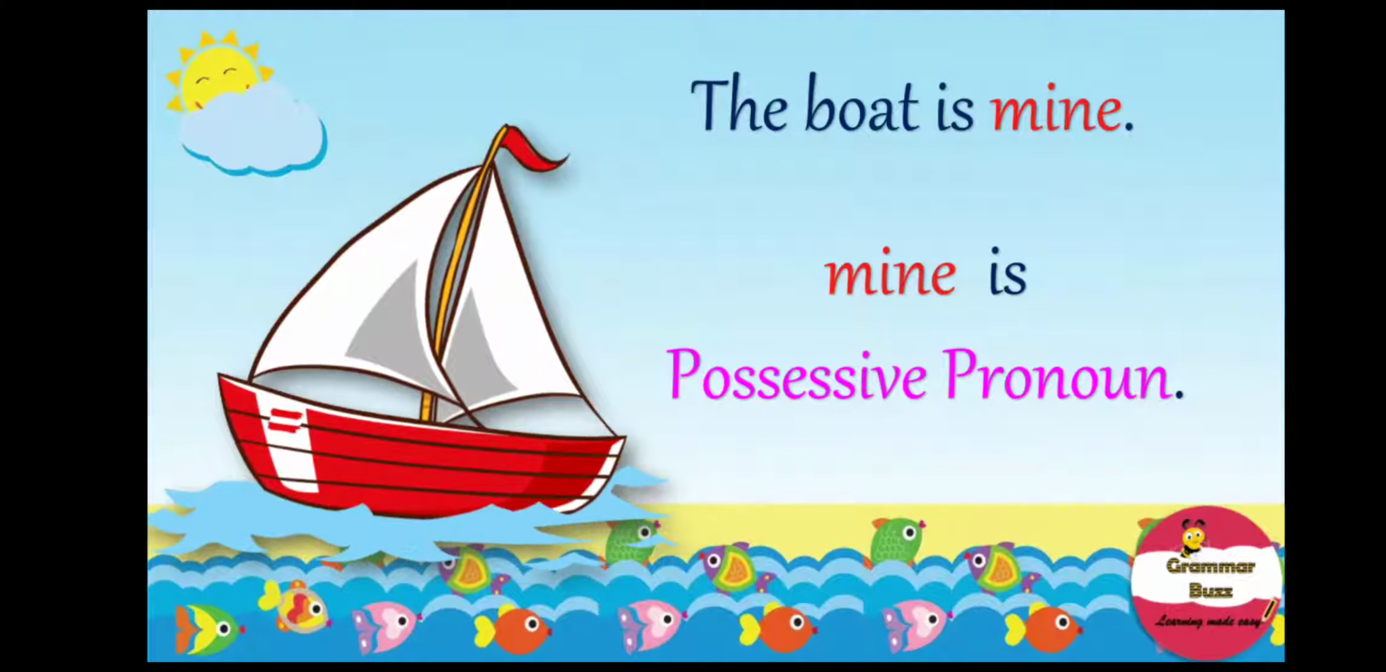It comes after the noun boat. It is doing the job of a pronoun by replacing the noun. In this sentence, the noun could be your name. Instead of your name, it says mine. Most importantly, it shows that the boat is yours. It shows belonging or ownership. The boat is mine, maybe yours. So, mine is a possessive pronoun. Well done.